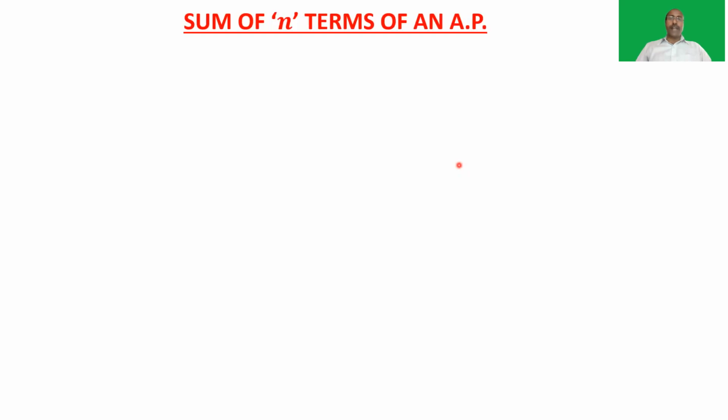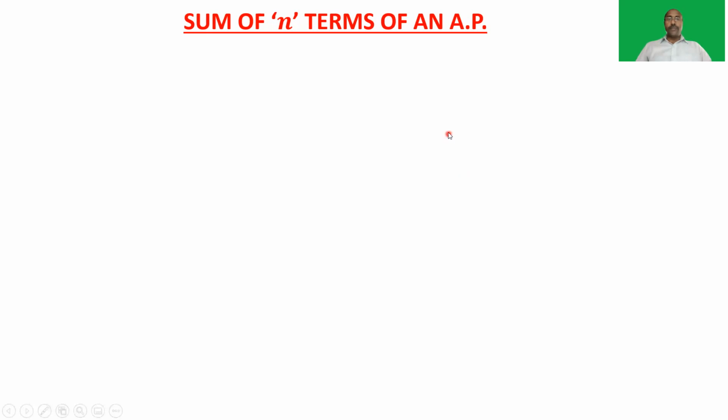In previous parts of the progression chapter, we learned about the nth term of an arithmetic progression, and we also solved two exercises related to the problems of the nth term of an arithmetic progression. And in this class, we are going to learn about the sum of n terms of an arithmetic progression.